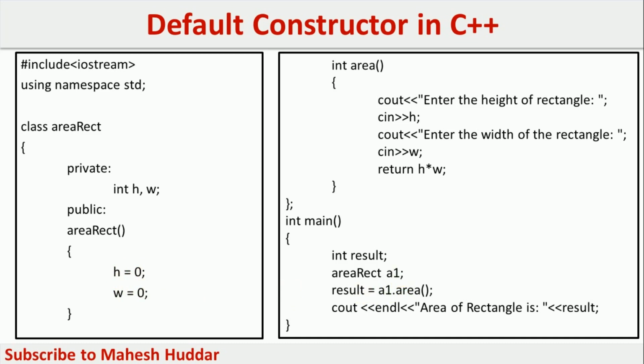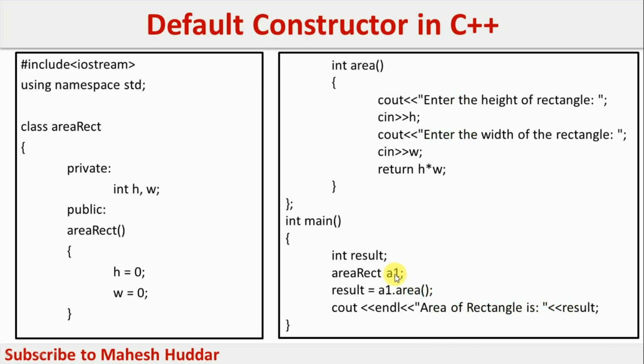Next we call a1.area, that is the member function area. The control will go to this particular function, and then it will ask the user to enter the height. It will be stored in h. Next the user is asked to enter the width. It will be stored in w. The h multiplied by w will be returned and stored in result. Now we display that result, that is, the area of a rectangle is result. So based on the values you read for h and w, the output will be displayed here.